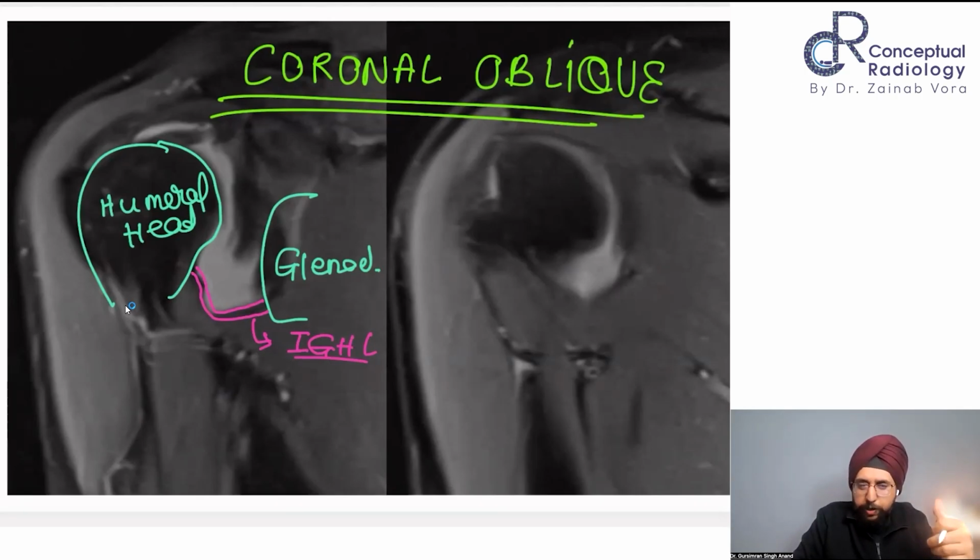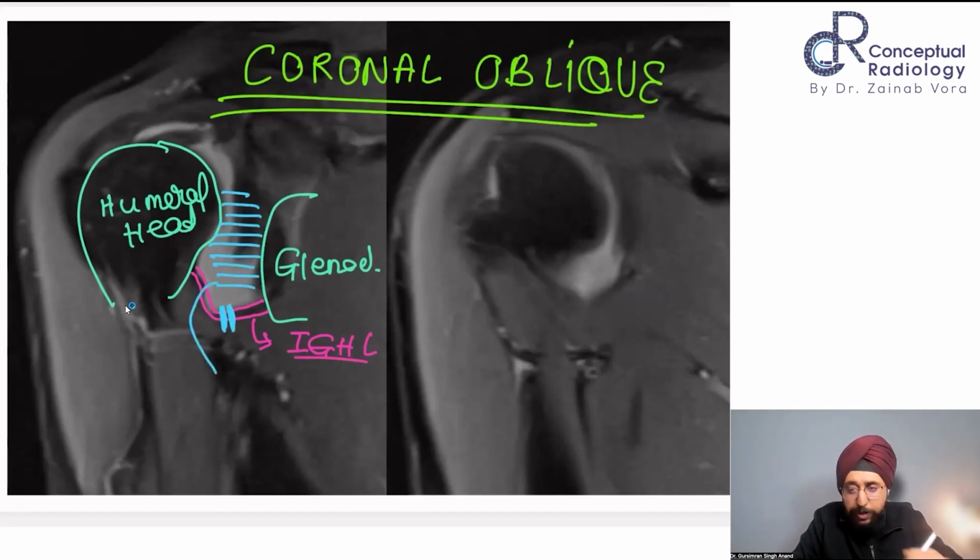So whenever the IGHL is torn, the capsule will also be torn. Okay, so we have an intracapsular joint fluid here. Whenever there is a tear in the IGHL, this fluid will come into the extracapsular space. So if you see extracapsular fluid collection in a shoulder dislocation patient, always assess the IGHL integrity.